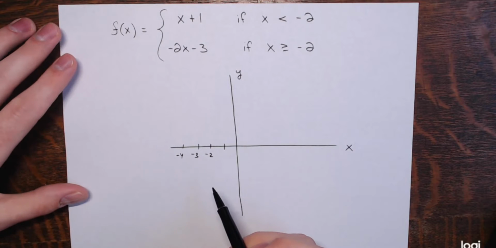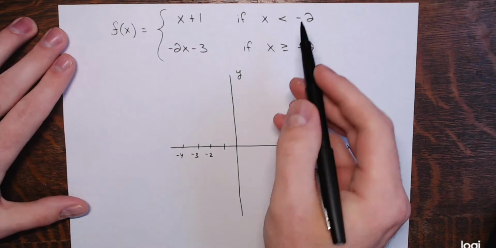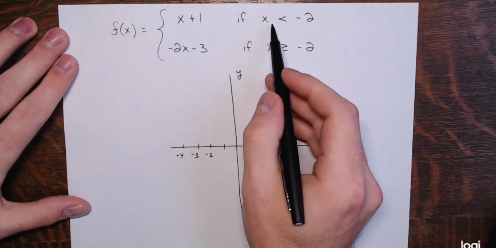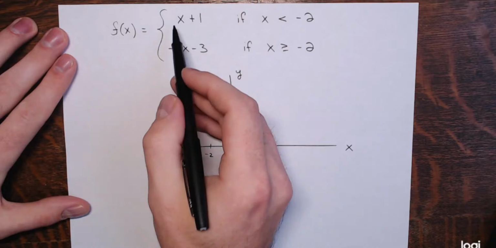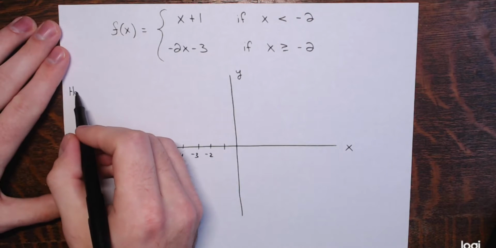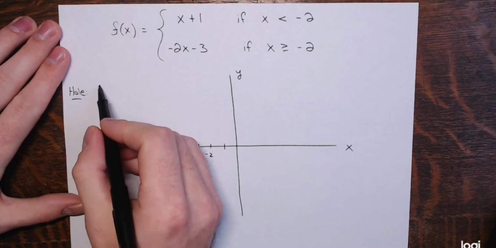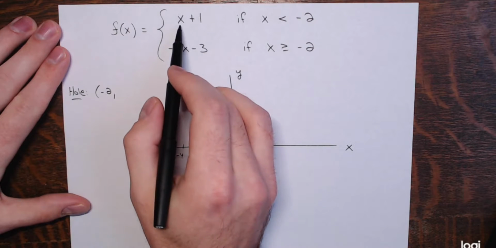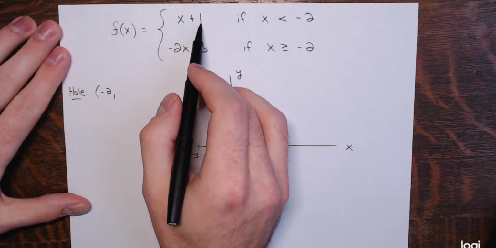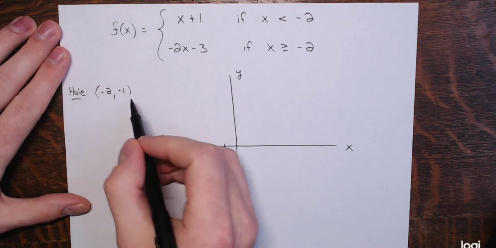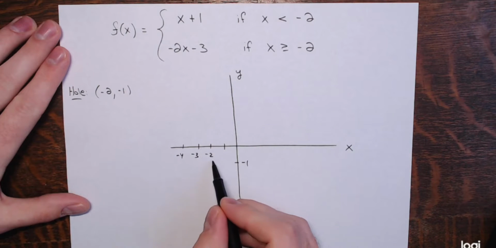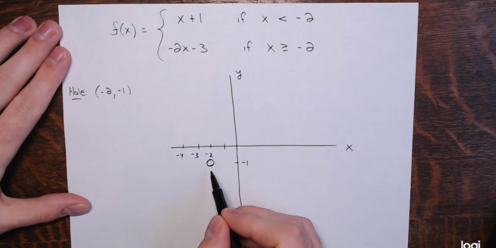All right. Now, notice it's for values less than negative 2. So if I plug in negative 2, I'm going to get a hole. You're going to get an open point at negative 2, and then negative 2 plus 1 is negative 1, right? So negative 2, negative 1, there is an open point. All right, so that's going to be where this piece ends.